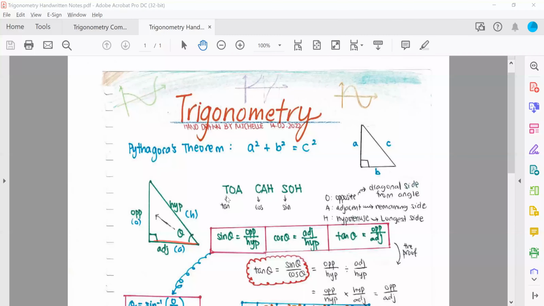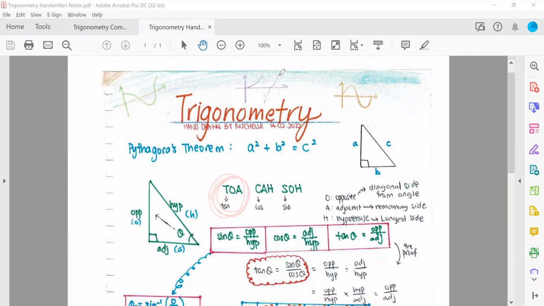So let me repeat. If your theta is, let's use this angle as Z. If angle Z is here, your opposite will be at this side. This will be opposite instead of adjacent. So what I'm showing you is that opposite is relative to the place that you put the angle at. Okay. So for tangent, it will be TOA.